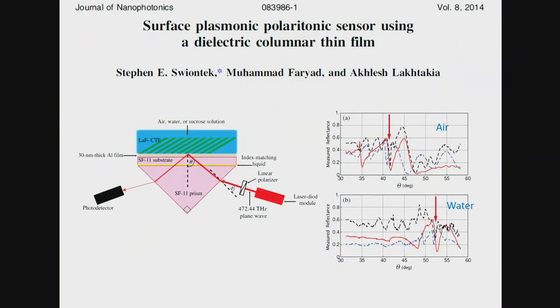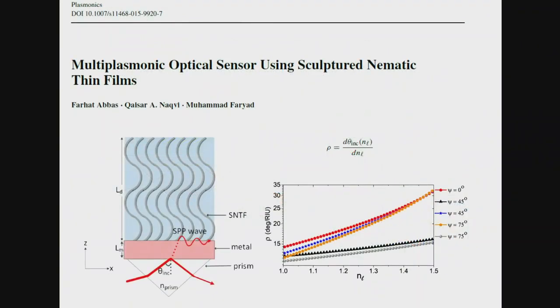For example, here we have a CTF, a columnar thin film, which has straight columns. When we excite it using air, let's say the dip is here, and when this CTF is filled with water, that dip shifts, and this shift gives us an indication of the refractive index that has changed there. Similarly, here is the same thing, but with a sculptured nematic thin film instead of a columnar thin film, and we can see that we can use this for sensing, and we have 1, 2, 3, 4, 5 channels to observe the shift in the refractive index.